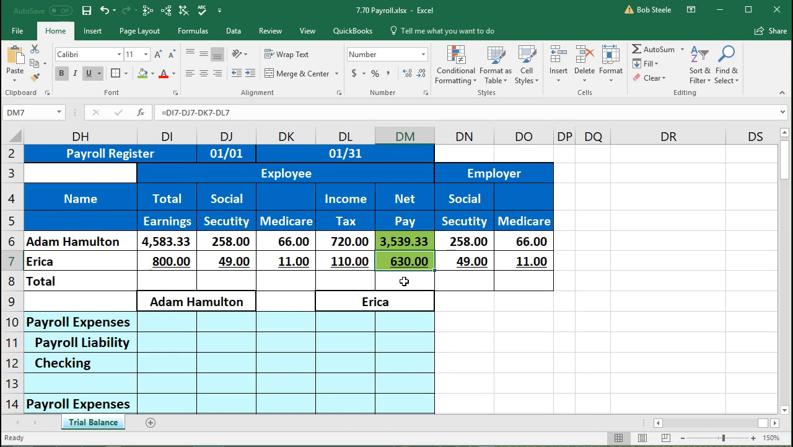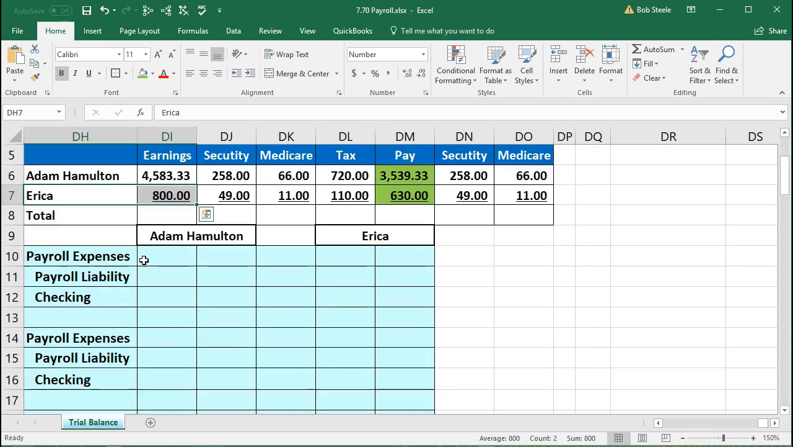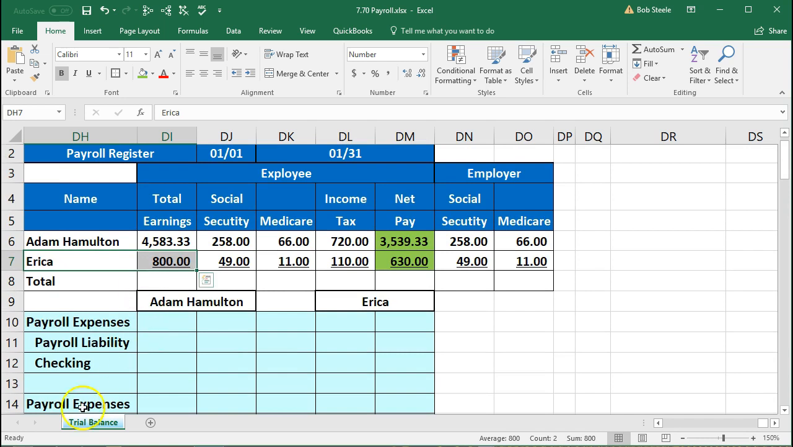I'm going to try to put this information using a journal entry. We're going to use debits and credits here. If you don't understand debits and credits, that's okay. Just give us an idea of what's going on, and then we'll enter this same information into QuickBooks. So if we were to make a journal entry from this, I'm going to start with just Adam and Erica, enter them separately, and then we'll look at the totals.